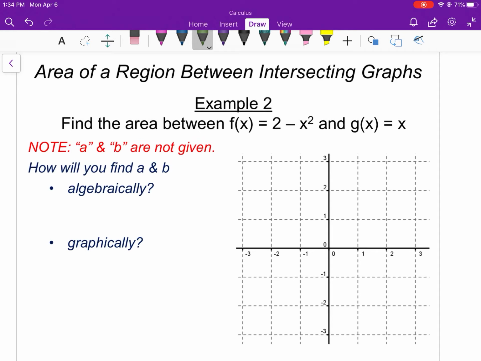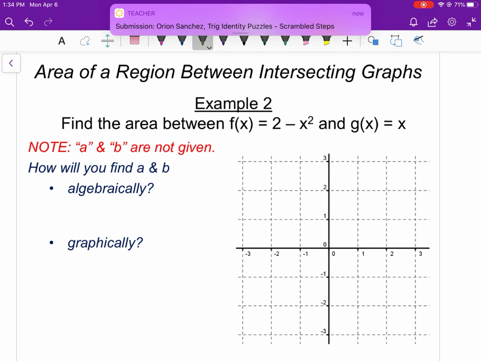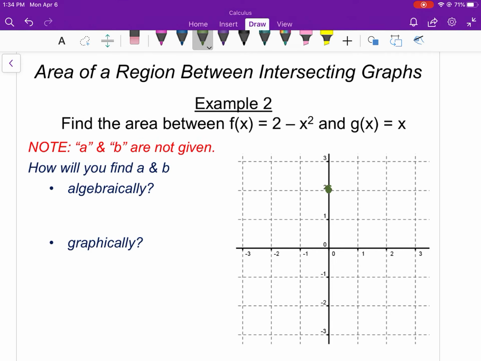You want to be super careful when you graph, and hopefully you have some graph paper at home you can use. All right, 2 minus x squared is a parabola. It's starting up here at 2, and I know it opens downward. When x is 1 or -1, I'm at 1. When x is 2 or -2, I'm at, what, -2? Okay, so there's a sketch of my parabola.